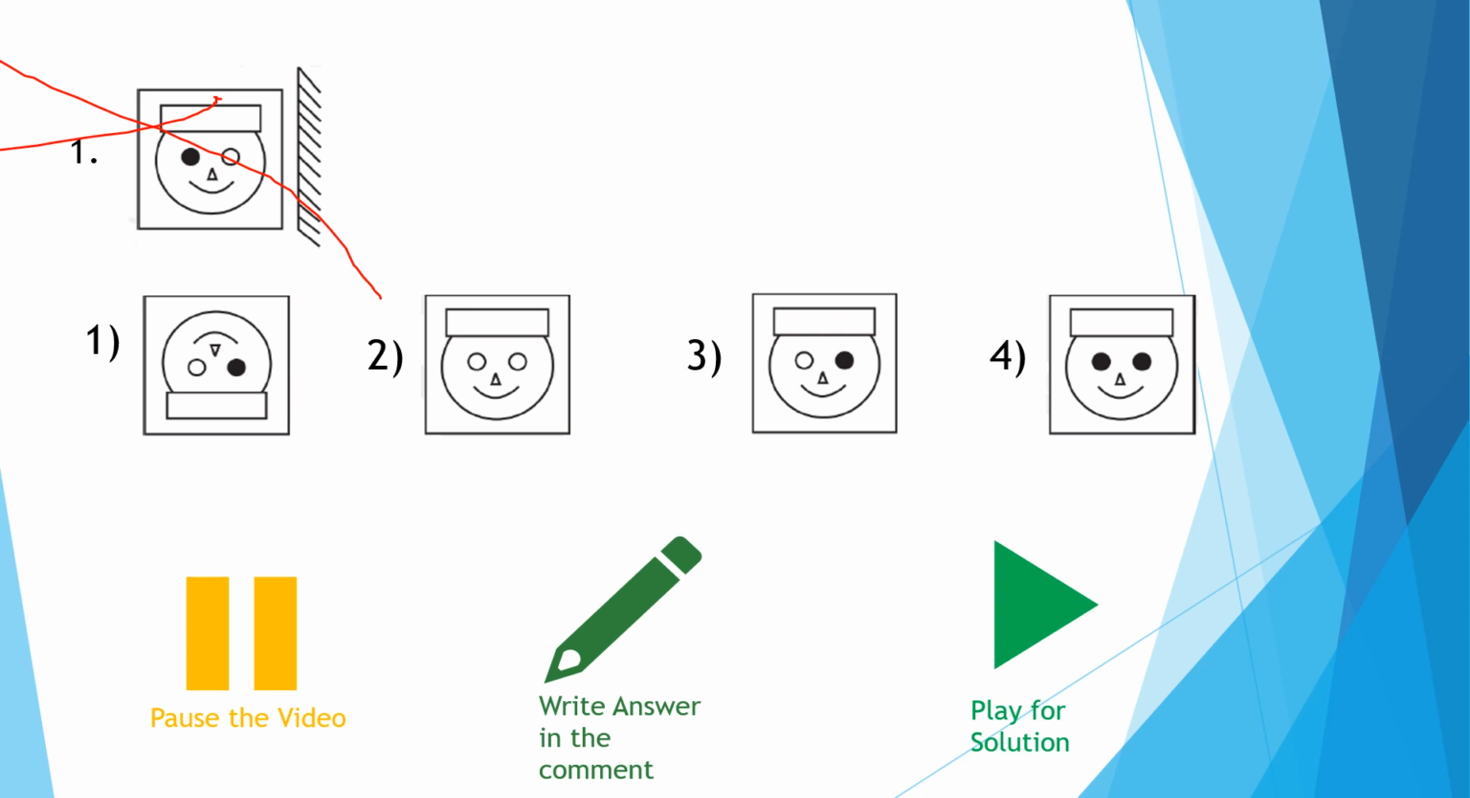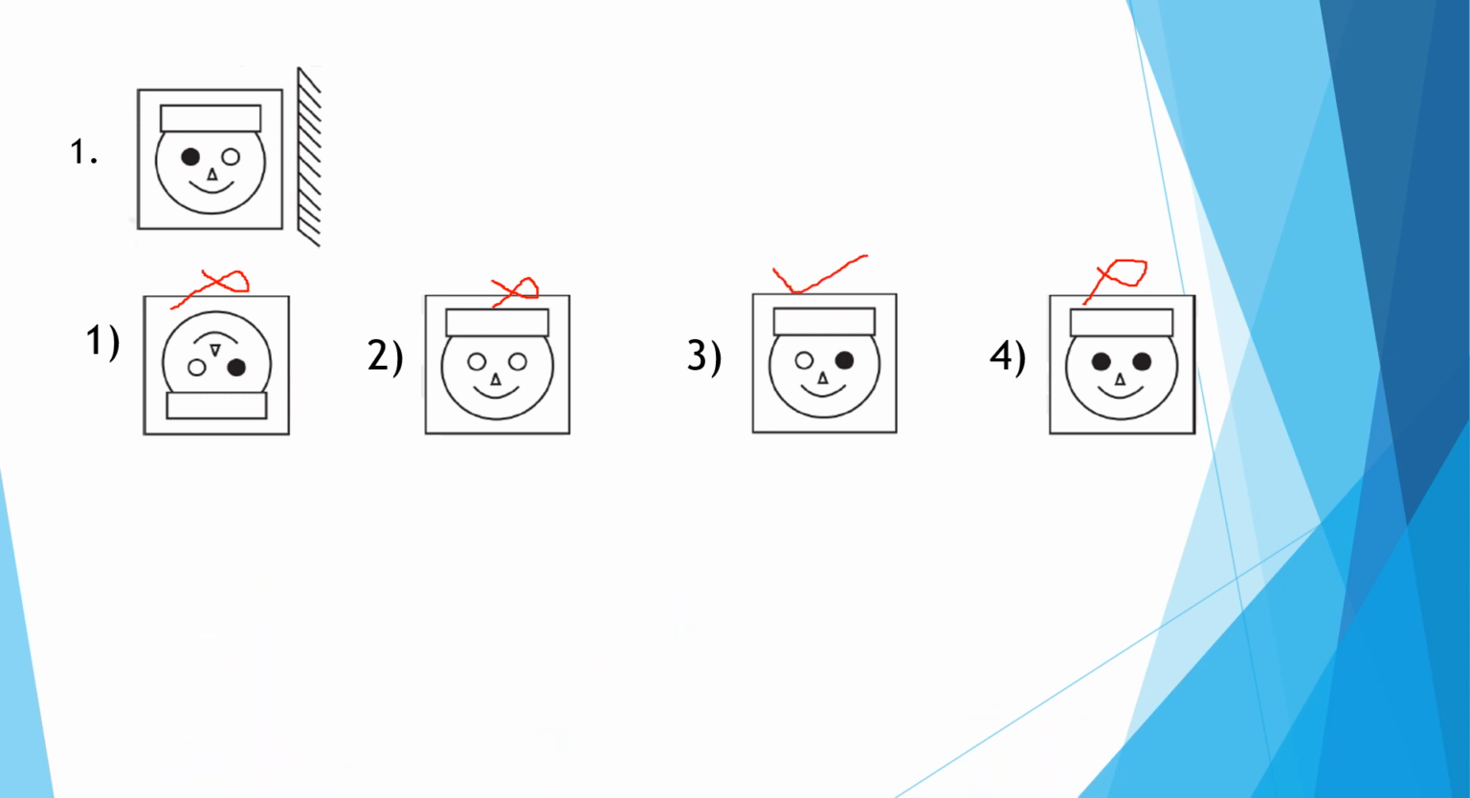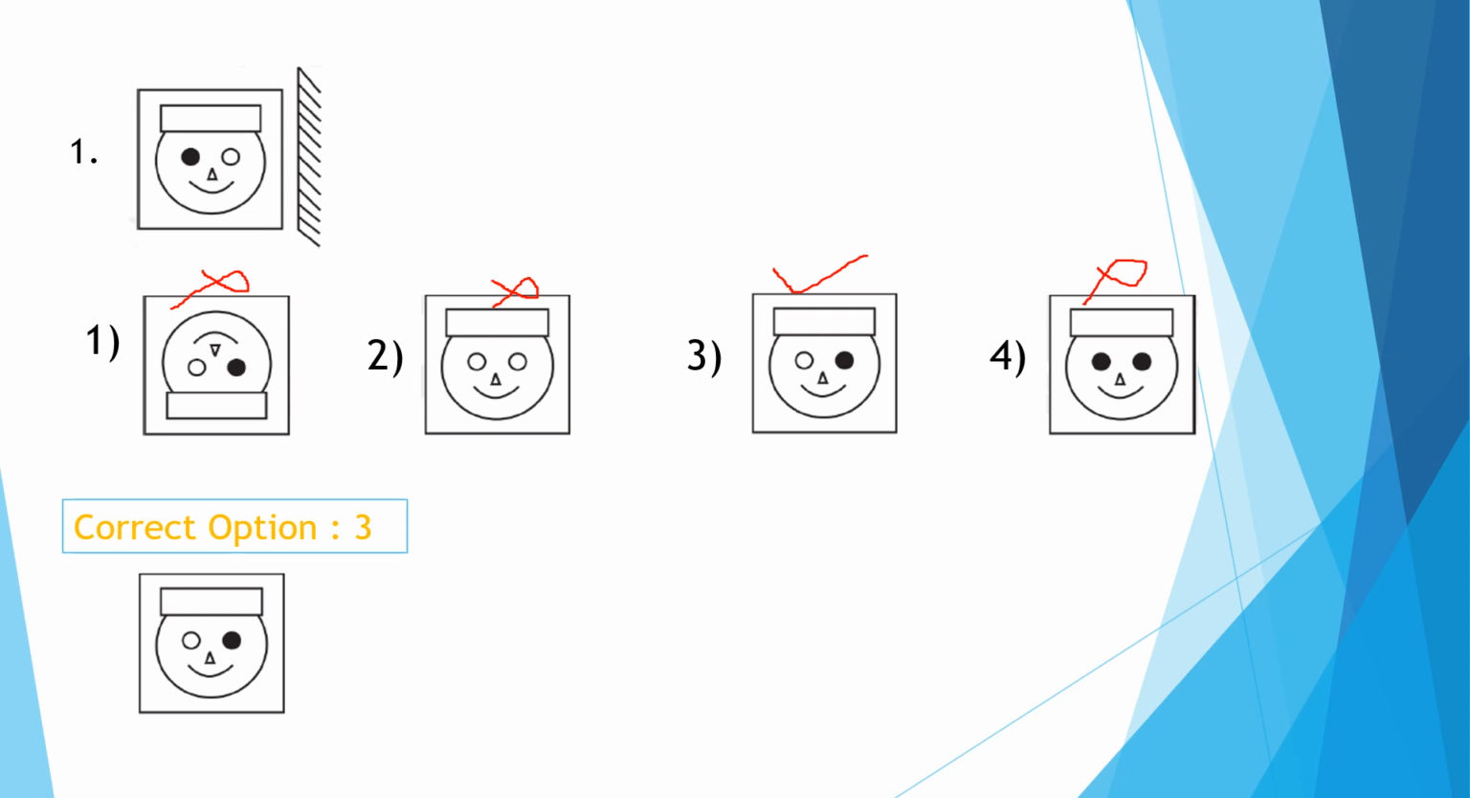For this diagram, find out what the mirror image is. Here, left and right will change, up and down not changed. So in this first option, up and down will change, so this is not it. And here two dots are ticked, so this is not it. And here two dots are not shaded, so this one is not. So the answer is this. Let's see the answer. So the answer is 3.